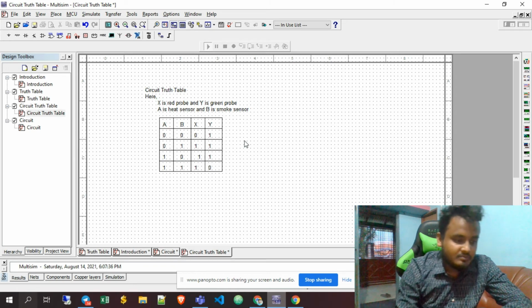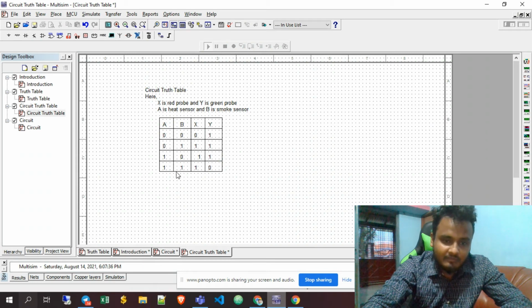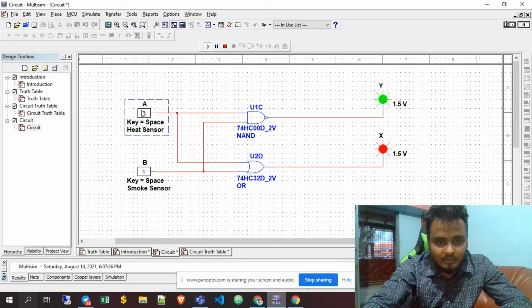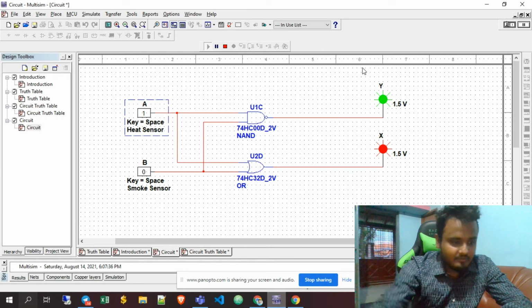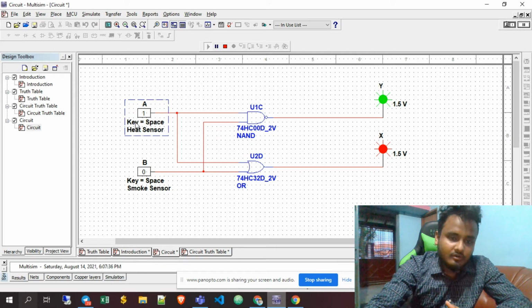The green light is on, which means I am still at a safe point. The possibility of danger can happen, so we need to check if there are any issues with the heat or smoke sensor. This is also the case for the third one. If we put A as 1 and B as 0, this is a similar case. The summary of this truth table is that there are some possibilities of danger, so we need to check whether there are any issues with the heat sensor or smoke sensor or not.